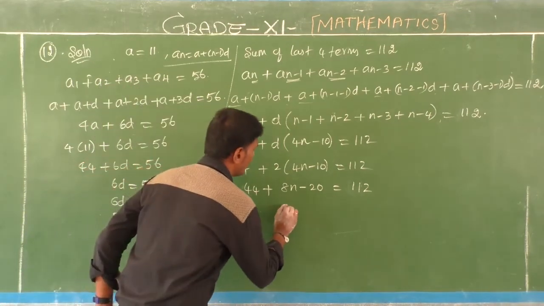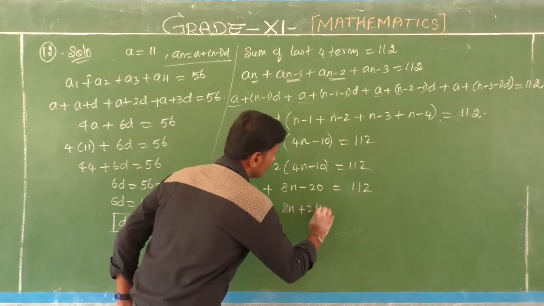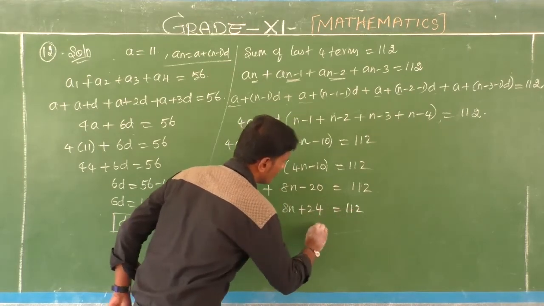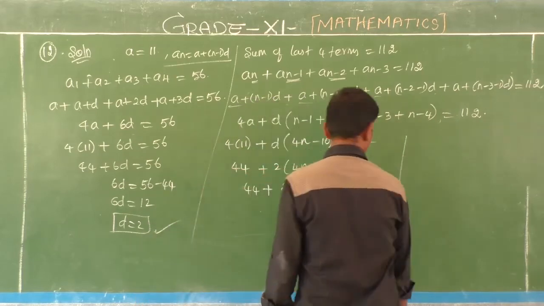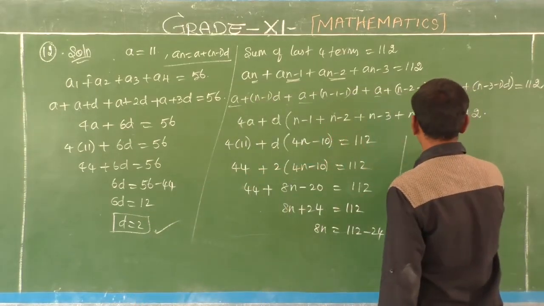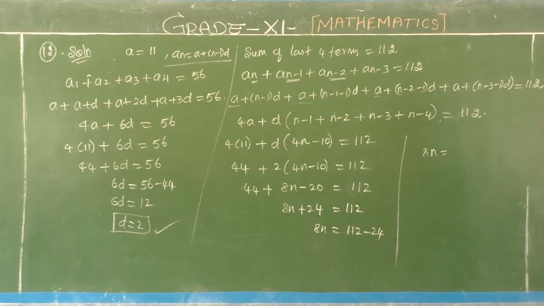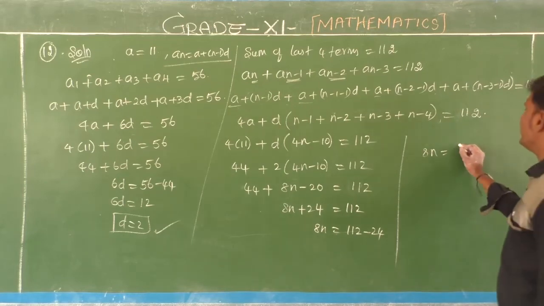So 8n plus 24 is equal to 112. So 8n equals 112 minus 24. What will come? 112 minus 24: 12 minus 4 is 8, and 10 minus 2 is 8, so 88. So 8n equals 88.